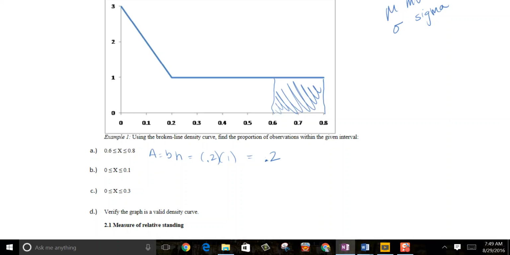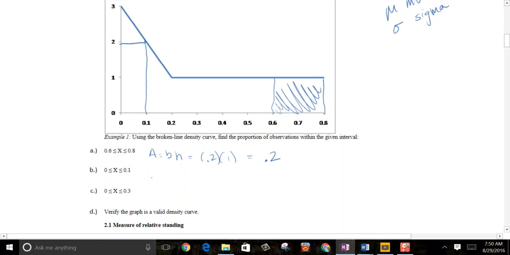The next one is 0 to 0.1. Okay. And so for this, you can remember these geometric formulas. Otherwise, you can just break it up into shapes that we really know. So if I cut this off, that was supposed to be at 2. I can make it a triangle and a rectangle. Those are areas, the formulas of areas that I know right off the top of my head.